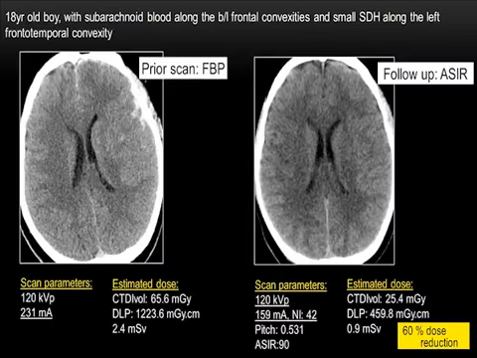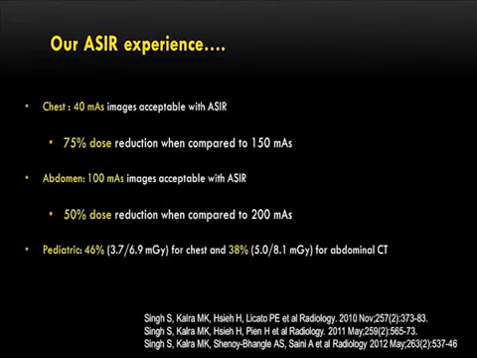Here's an example of a head CT with ASIR. This 18-year-old boy had some subarachnoid hemorrhage and some subdural hemorrhage. The prior scan was done with filtered back projection with a CTDI of 65, and the follow-up scan was done with a CTDI of 25. That's roughly a 60% dose reduction based on the CTDI numbers, and this was reconned with ASIR, with very comparable image quality. I think noise is probably a little bit less on this side. So this is our experience with ASIR.